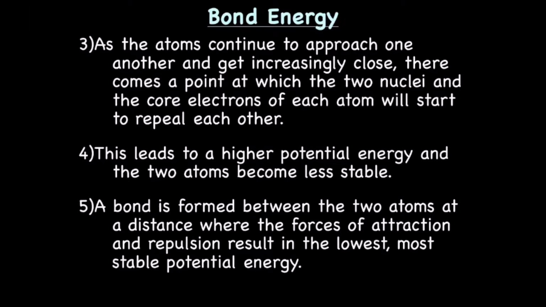So when is the bond formed? The bond is formed between two atoms at the distance where the forces of attraction, the attraction between the electrons of one atom and the nuclei of another, and the repulsion, meaning the nuclei from both atoms or the electrons from both atoms, result in the lowest, most stable potential energy.